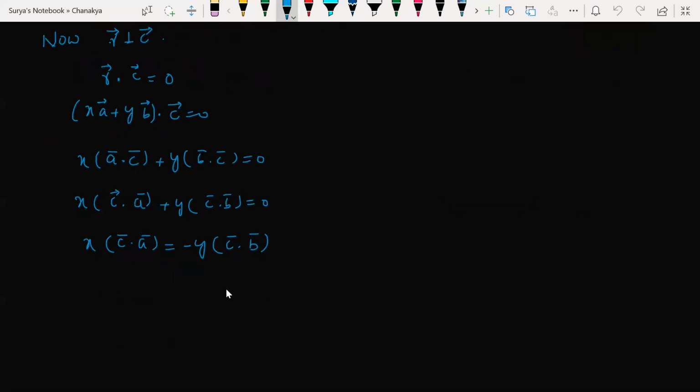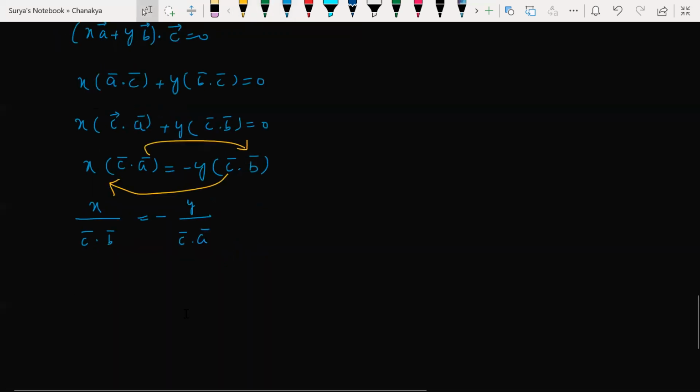Now, what is the meaning of this? Basically, look at it here. Shifting, can I say x by C vector dot B vector is equal to minus y divided by C vector dot A vector? I'm just shifting this to this side. Hope you are getting what I'm trying to say, what I'm writing here.